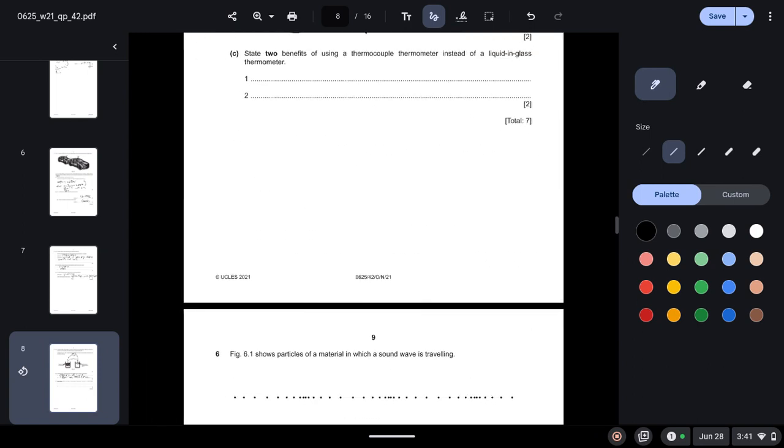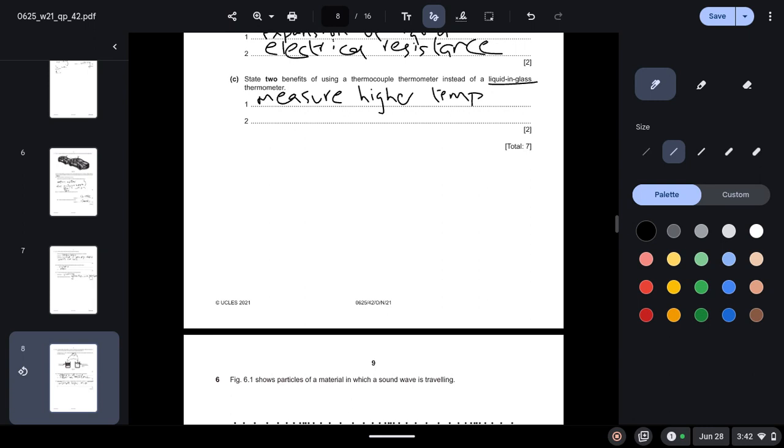State two benefits of using a thermocouple thermometer instead of a liquid in glass thermometer. So a thermocouple thermometer can measure much higher temperatures as compared to a liquid in glass thermometer. And it can also measure rapidly varying temperatures.